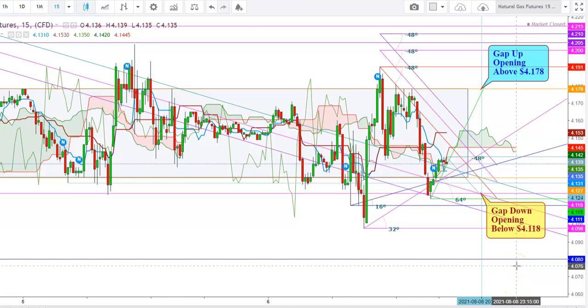Here I find that a system move below this level could push the natural gas futures to test the levels of $3.886 during the upcoming week. So friends, now let us check this move in a weekly time frame.